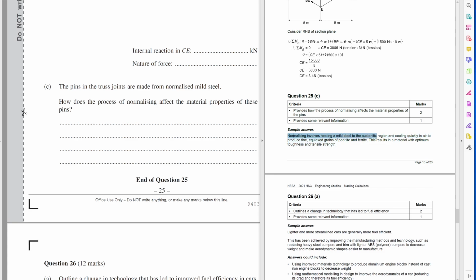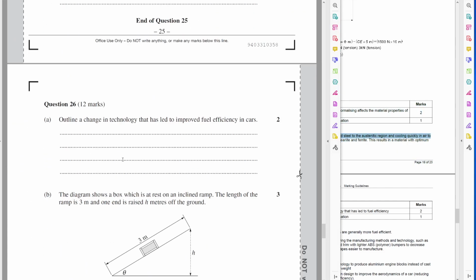Normalizing involves heating steel to the austenitic region and then cooling in air to produce fine equiaxed grains of pearlite and ferrite. This results in a material with optimum toughness and tensile strength. That's a really good answer. I like that answer. Okay.